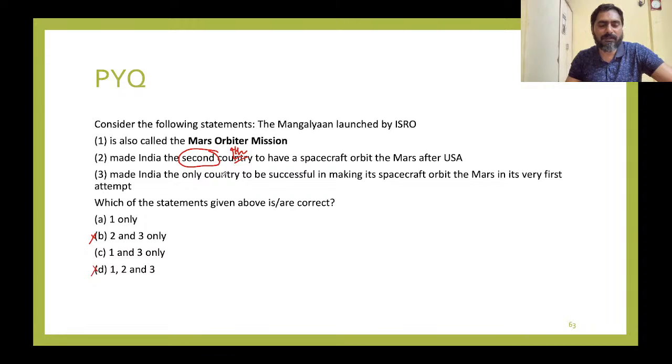It made India the only country to be successful in making a spacecraft orbit the Mars in its very first attempt. So yes, this statement is correct. So the correct answer in this case is C.